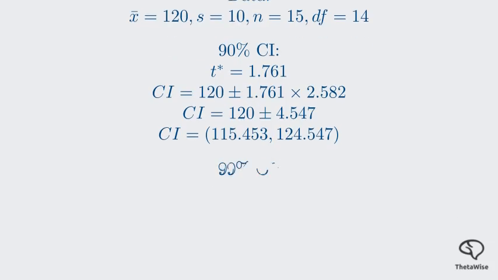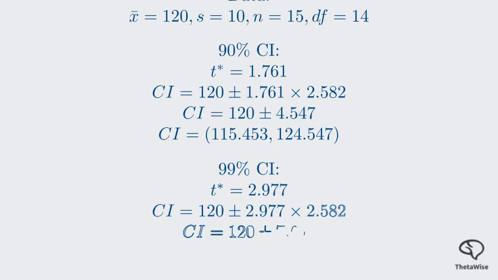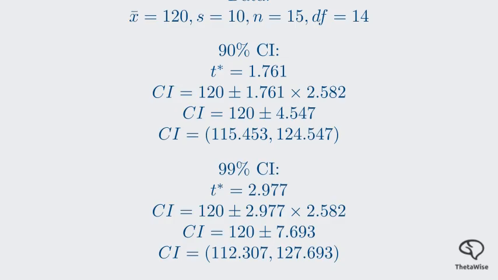2.977. The calculation gives us 120 plus or minus 2.977 times 2.582 for a margin of error of 7.693. The 99% interval is 112.307 to 127.693. This is the widest interval. More certainty, less precision. This demonstrates the fundamental trade-off between confidence and precision.